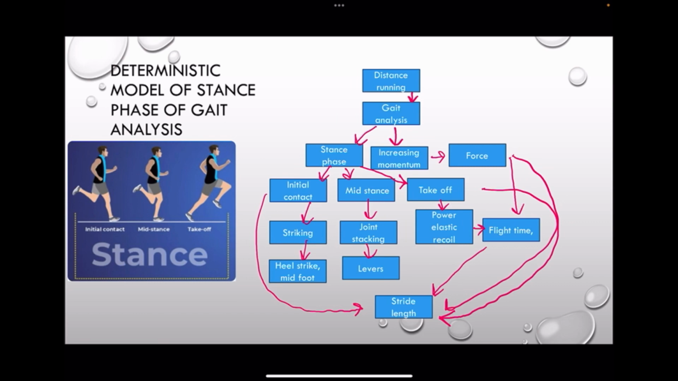For our mid-stance, it revolves around joint stacking and leverage, which will lead to the momentum that we're going to achieve to go into our next part of the phase, which is takeoff. Takeoff is a large component that requires power and elastic recoil of the hip, propelling the body forward. This will give us flight time. All three of these will be equivalent to our stride length, which is a key component to increase or maintain speed during a long run.